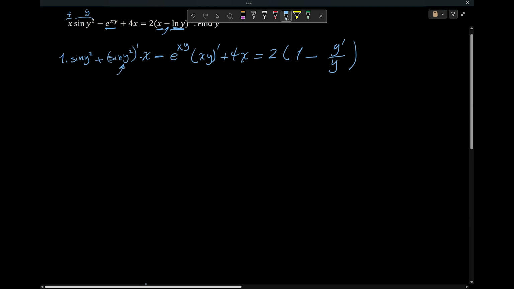Let's focus on this. Sine y squared. What's the derivative of the sine of anything? It's the cosine of that thing times the derivative of that thing. It's just the chain rule for the sine. Minus e to the xy. What's the derivative of x times y? Again, here, when I look at it, I see some function of x times another function of x. Product rule: the derivative of the first times the second plus the derivative of the second times the first. Okay?